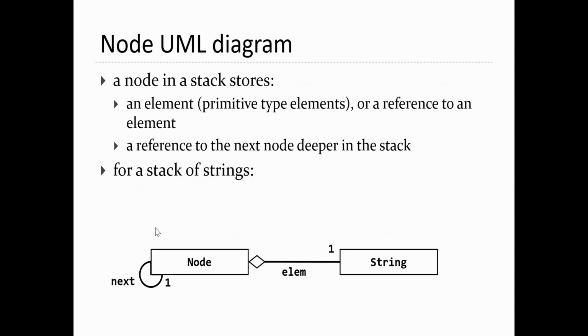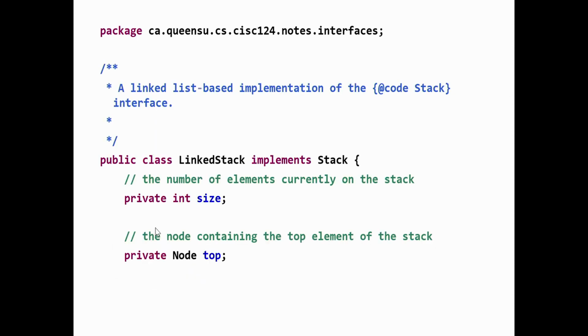Okay, so how are we going to implement this thing? We're going to make a class called linked stack. So this is going to be our stack that uses this linked sequence of nodes. It's going to implement the stack interface, so it's going to have our 4 methods: size, is empty, push, and pop.